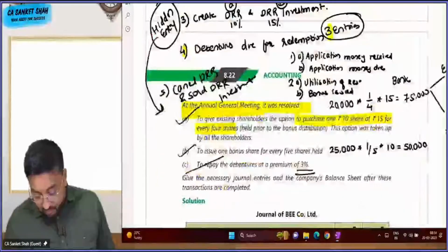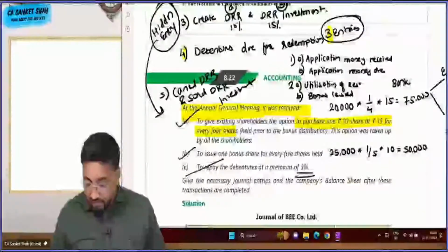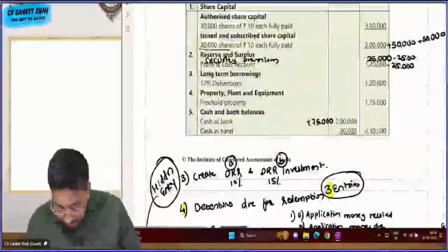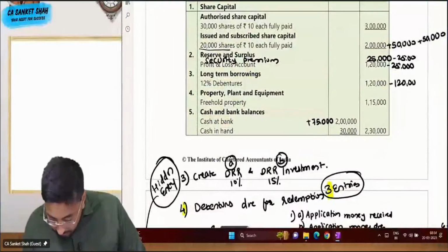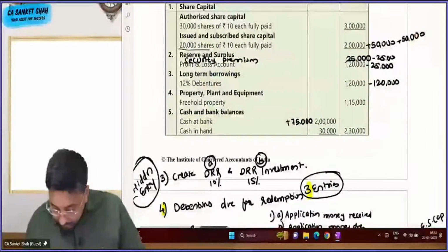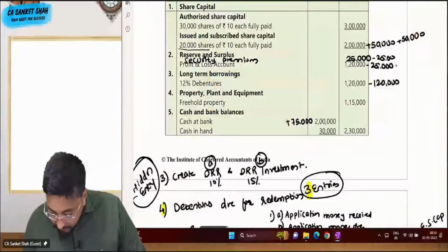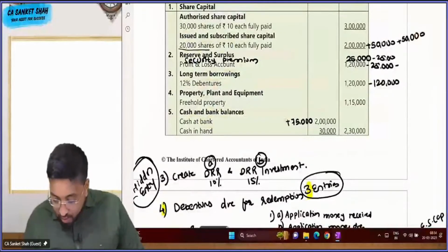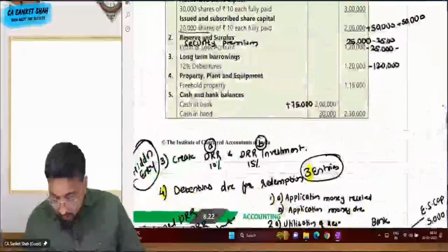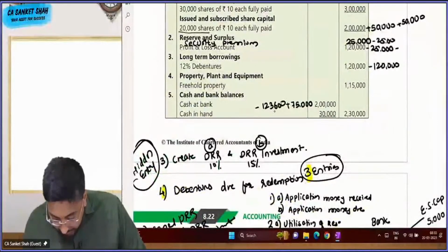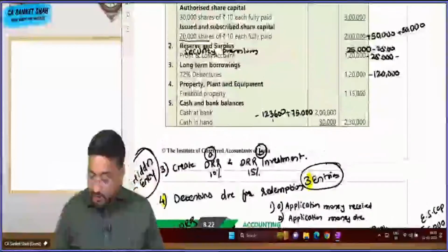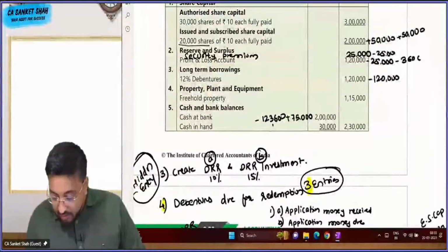So again you can write, yes beta, अभी आपका सिर्फ डिबेंचर्स का एंट्री माइनस करना बाकी है. डिबेंचर्स 1,20,000. Then you paid extra. बैंक में से कितना पे किया? 123,600. 123,600 and loss is बेटा 3,600.